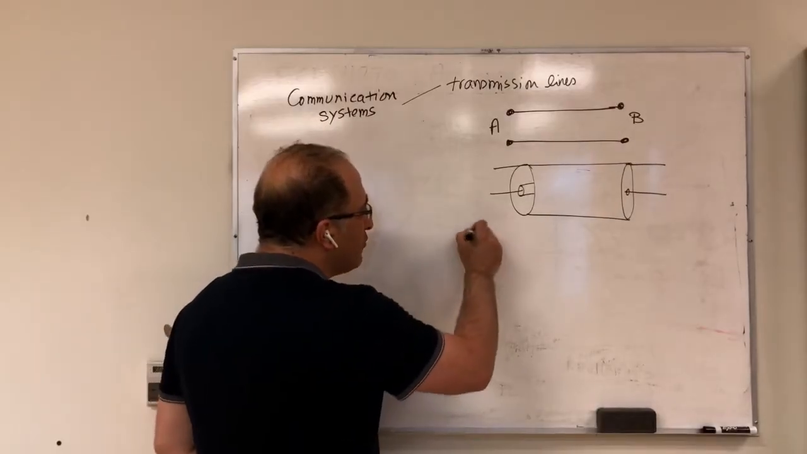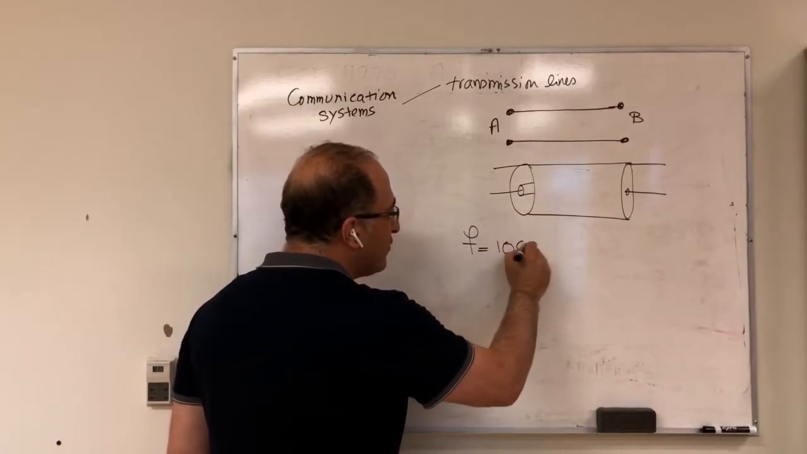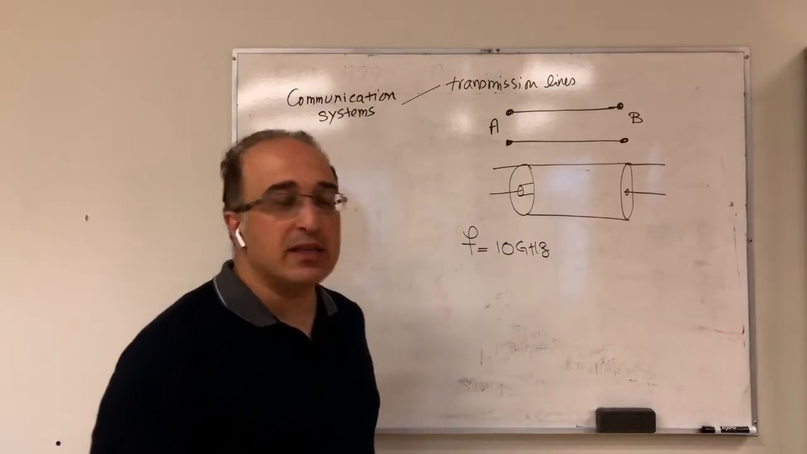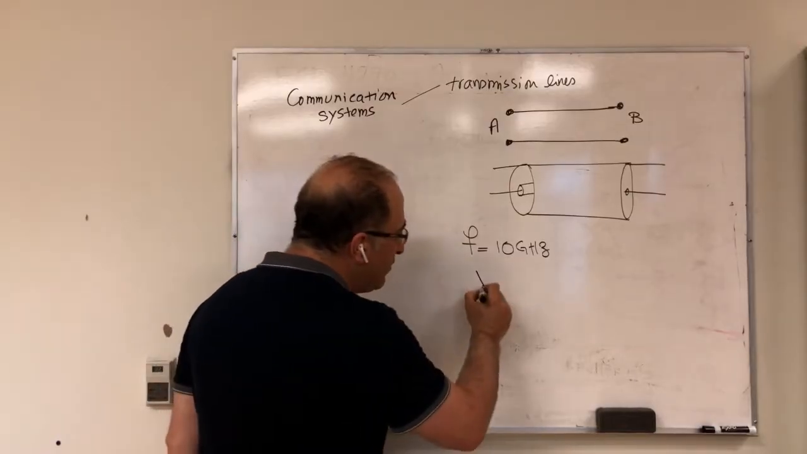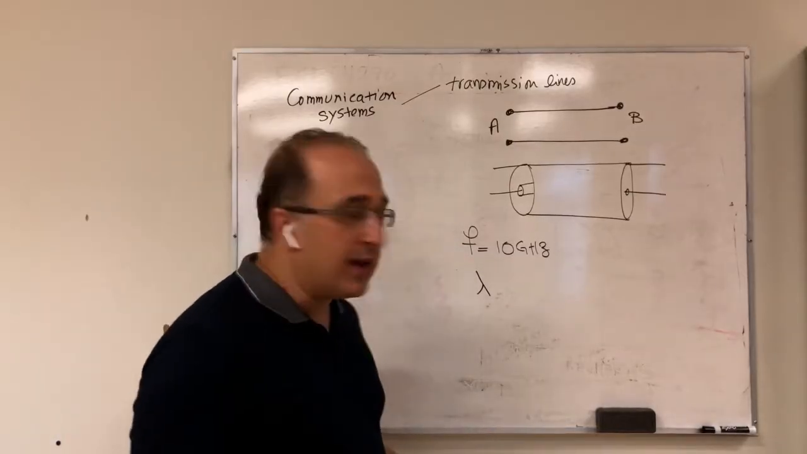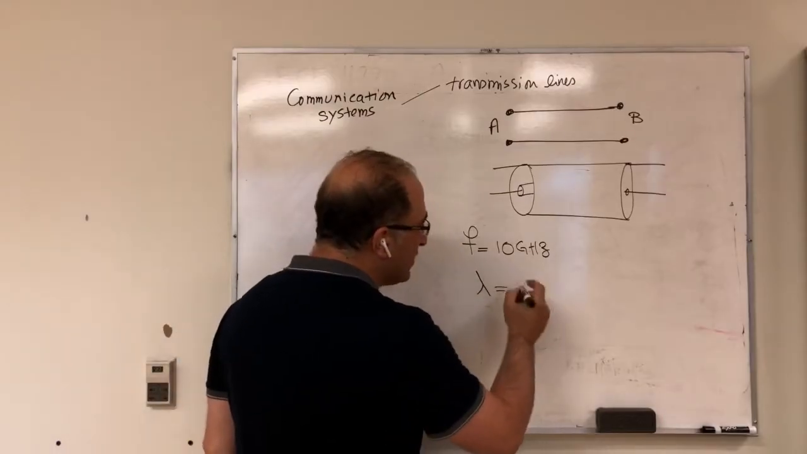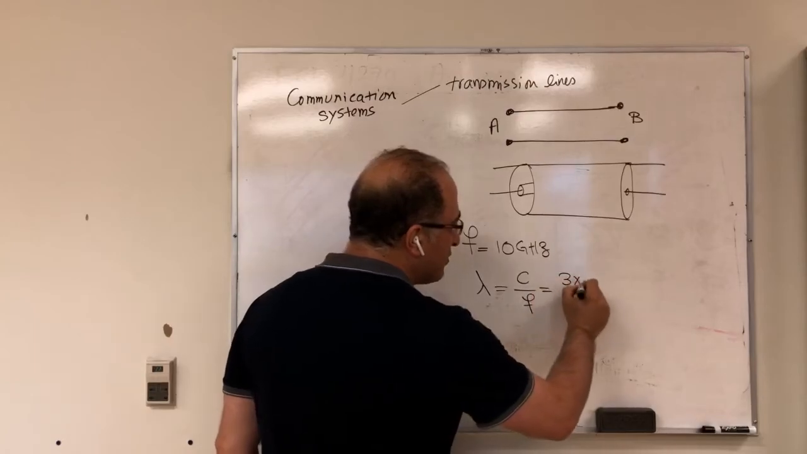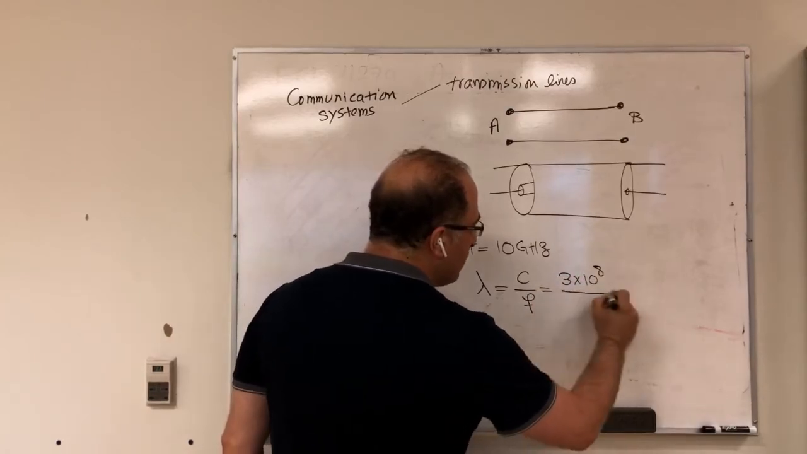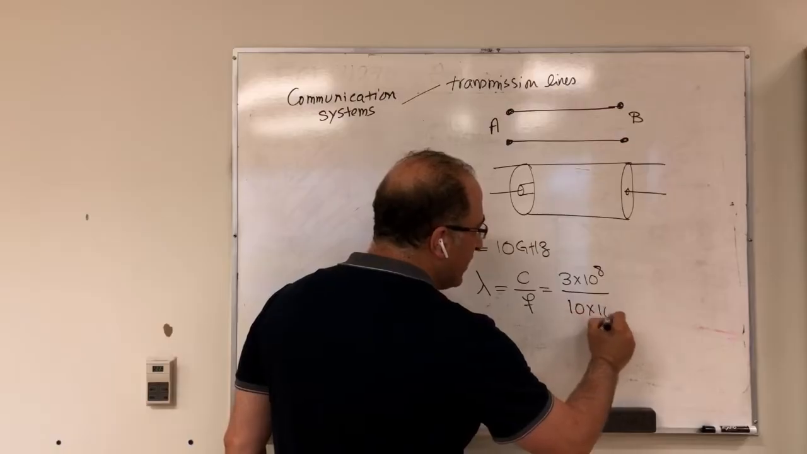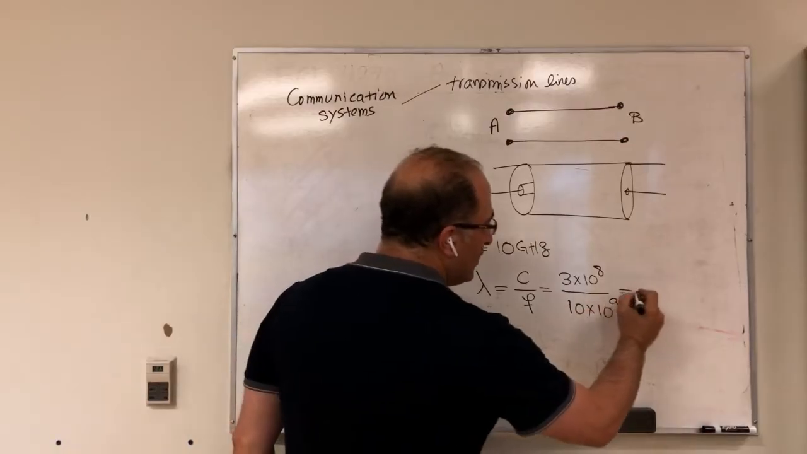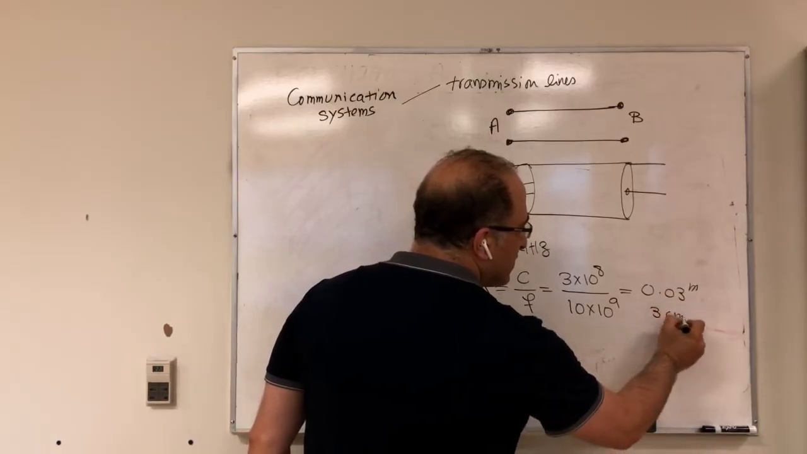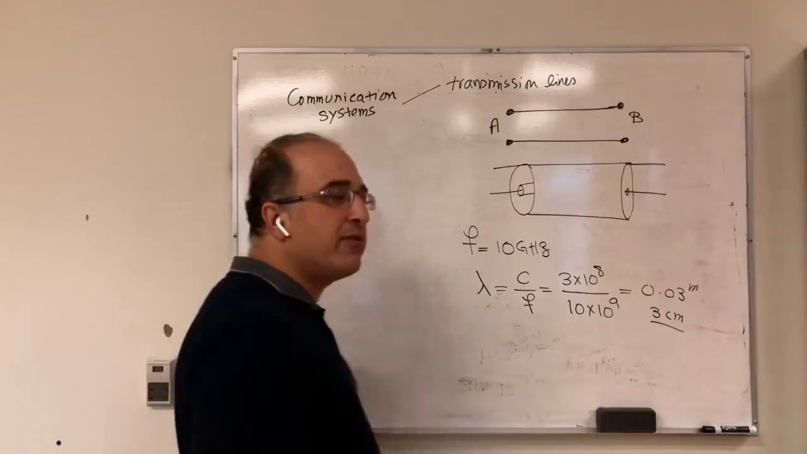So imagine you are working at X band. The center frequency of X band is 10 gigahertz. So this is the frequency that you are working at. What would be the wavelength in air at 10 gigahertz? That would be the velocity of light divided by f. Velocity of light is approximately 3 × 10⁸. Frequency is 10 gigahertz, 10 × 10⁹. So you end up with 0.03 meter or 3 centimeter. So that's the wavelength that you have.